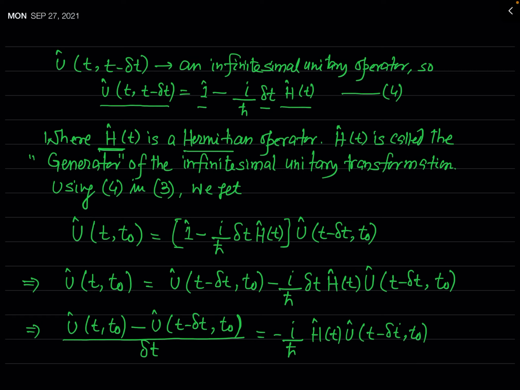In fact, this H hat is a generator for the infinitesimal unitary transformation. This is the operator which generates the unitary transformation, so it is called the generator of the infinitesimal unitary transformation. Now let us simplify equation 3 by the use of equation 4.